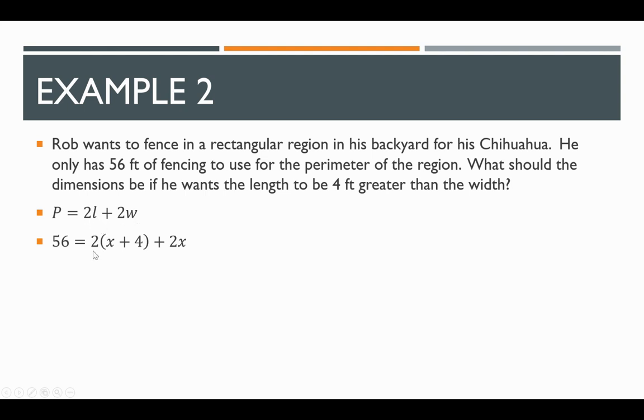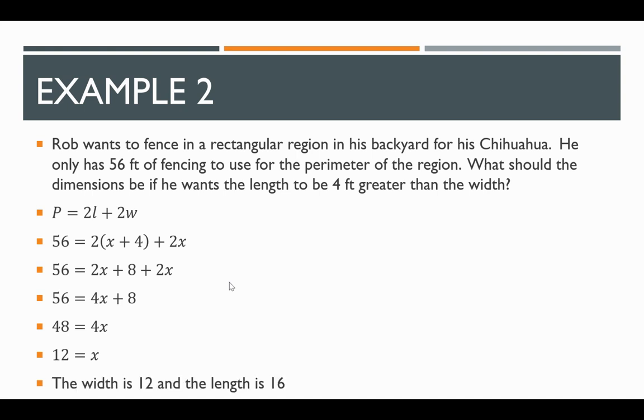We can simplify this down to 2 times the length, which we want to be 4 more than the width. That's where this x plus 4 comes in, plus 2x. As we solve out for x, we can get 56 equals 2x plus 8 plus 2x. 56 equals 4x plus 8. And then we solve it by subtracting 8 from both sides, getting 48 equals 4x, divided by 4. x is equal to 12. So the width, which is what the x we were solving for is, can be 12, and the length can be 16. And we'll use up that amount of fence.